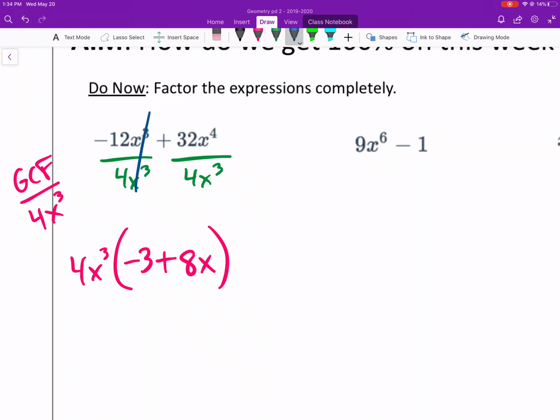Keep in mind you can check your answer by distributing and making sure that you get the original. And when you do that, 4x cubed times negative 3 is negative 12x cubed, so that's good. 4x to the third times 8x is 32x to the fourth power. So you're good to go.